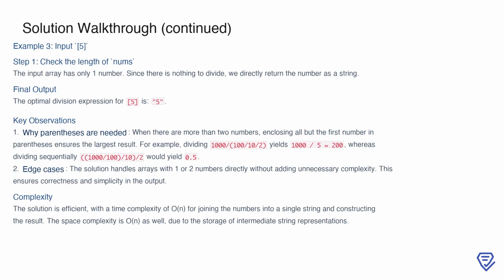For example, 1000/(100/10/2) yields 200, whereas dividing sequentially without parentheses would result in a much smaller value. The solution also handles edge cases for arrays with 1 or 2 numbers directly, ensuring both simplicity and correctness. Overall, the time complexity of the solution is O(n), due to joining the numbers to form a string, and the space complexity is also O(n), to store these intermediate results.